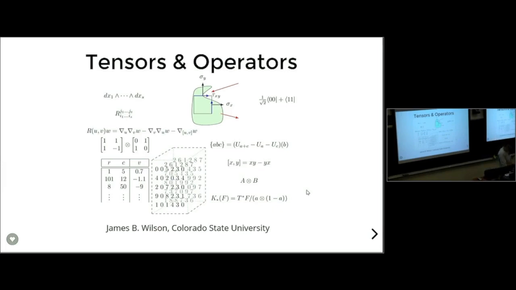So our first speaker, we're very happy to have James Wilson from CSU, who is a real outsider to this community. And so we're very glad to have him here to kick us off and tell us some basic and maybe not so basic stuff about tensors.